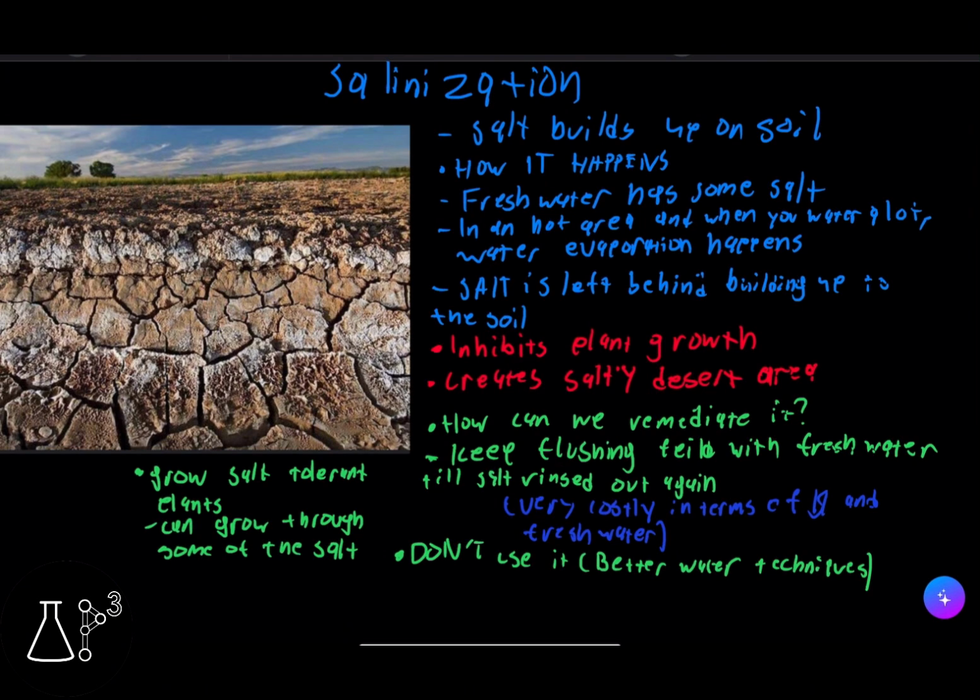So what can we do to remedy it or fix it? We can keep flushing the field with fresh water till it's rinsed out again, and it's going to be very costly in terms of money and fresh water, because fresh water is only a limited amount in the whole world. So if we use more fresh water, we're going to have less healthy water that we can use to drink. We can grow salt tolerant plants, but it's not going to handle all the salt. It can grow through some of the salt, not all of it. And the best way to fix it is just don't use it. There are just better watering techniques. So this is the problem with salinization.